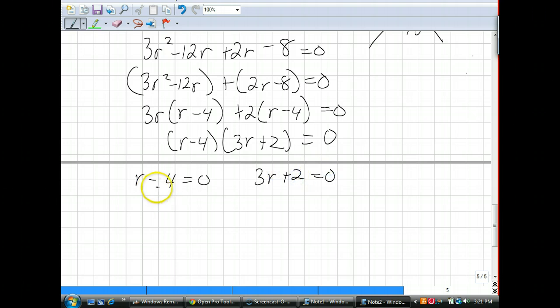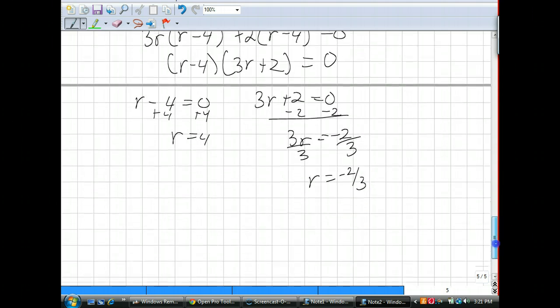Solve for r. So I'm going to add 4. Here I'm going to subtract 2 and divide by 3. Oops. It's just by 3, not negative 3. So I get negative 2/3. So the two values of r that will make the equation equal to 0 are negative 2/3 and 4.